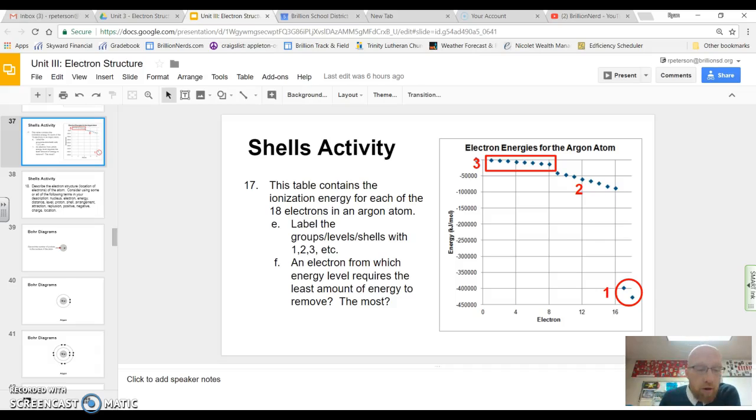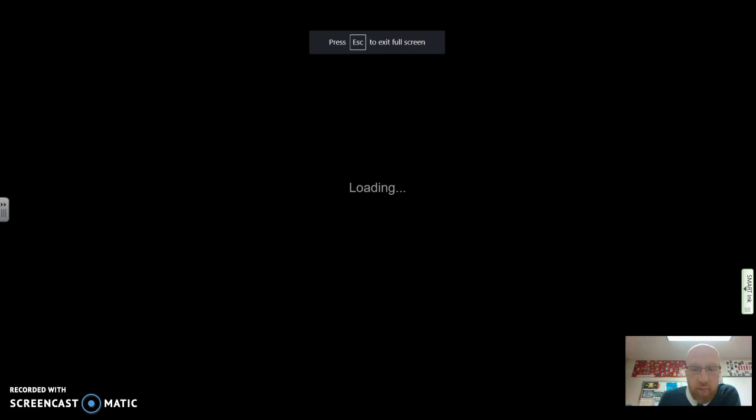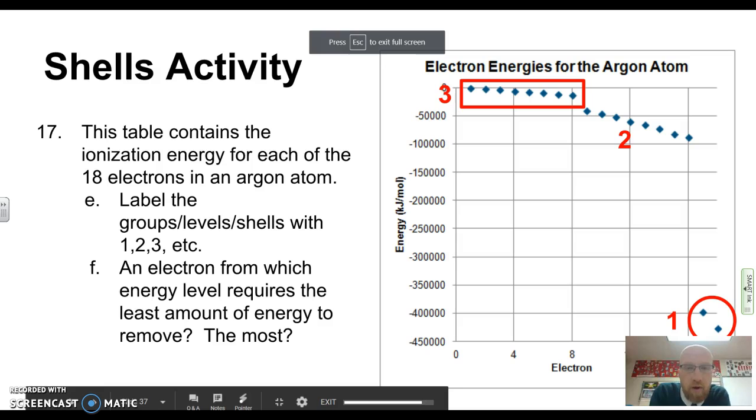Hi guys, we are going to make a quick video here so that I can explain to you how to draw what is called a Bohr model for an atom.